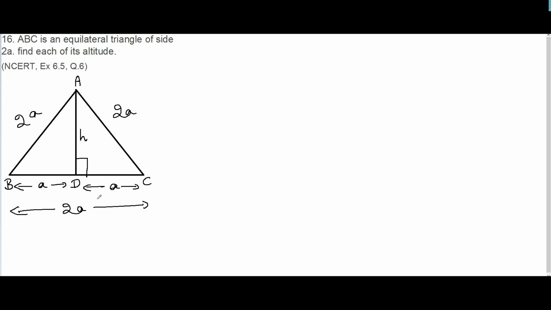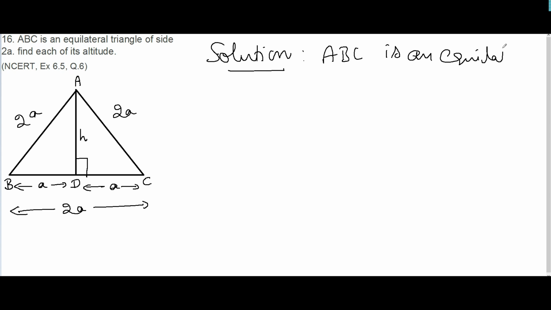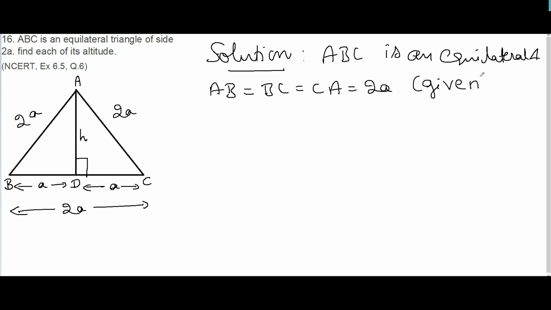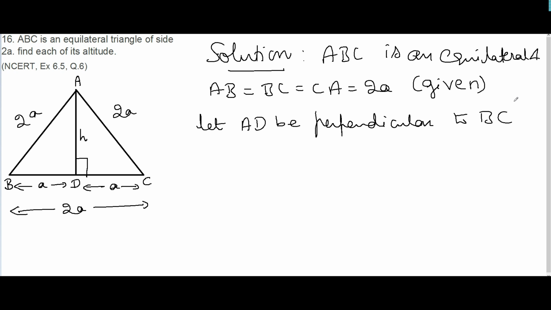So, under solution, ABC is an equilateral triangle and AB is equal to BC is equal to CA is equal to 2a. This is given. I have to find the height. So, let AD be perpendicular to BC. That means AD, which I am drawing perpendicular to BC, will become the height.